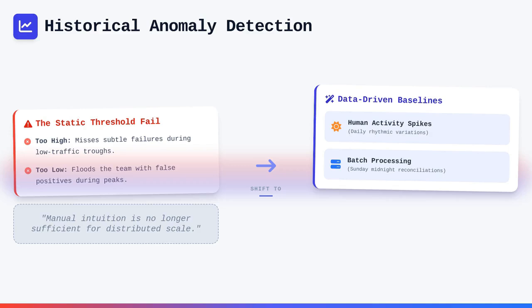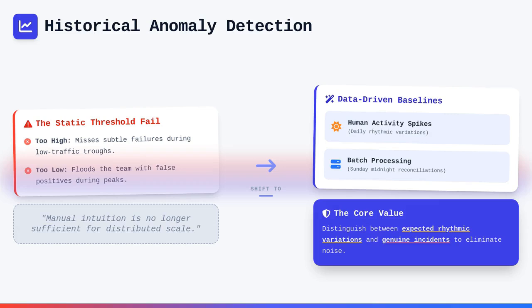Throughout this chapter, you will learn how to configure these detectors to distinguish between expected rhythmic variations and genuine incidents, thereby significantly reducing noise in your notification streams.